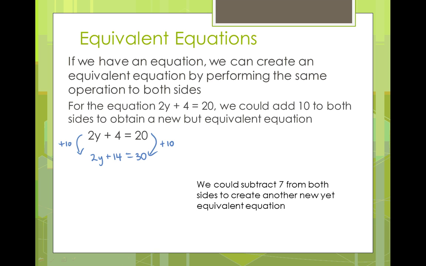Now I can make lots of equivalent equations. I could subtract, for example, 7 from both sides to create another new equivalent equation. So let's do that. Take away 7 from both sides. What would I have on the left-hand side? Again, remembering my like terms, I can only take 7 away from the 14. So that will give me 7 here now. And on the right-hand side, 30 take away 7 will be 23.